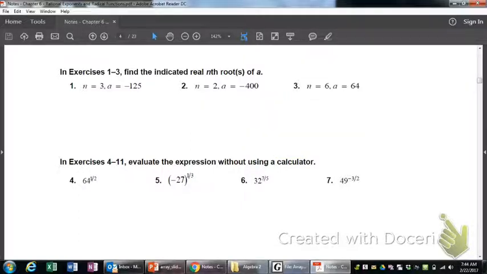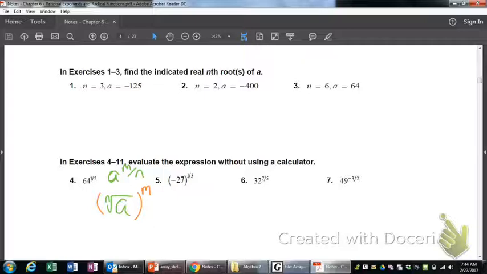So for numbers 4 through 7, what these look like is a raised to the m over n. And what that looks like whenever you put it in radical form is you still have a to the nth root, but all of that is actually raised to the power of m. So all you're doing is converting from fraction form, fractional radicals, to actual radicals.